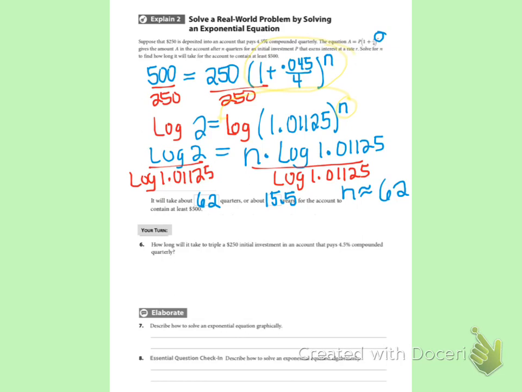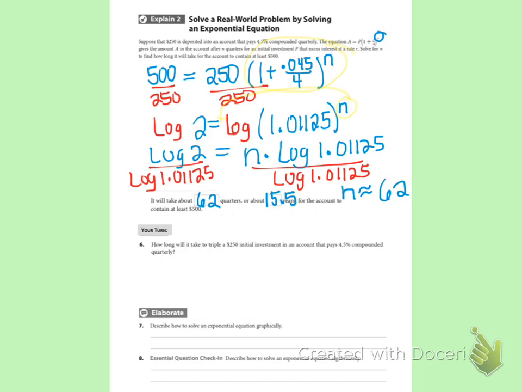So 250 times 1 plus 0.045 divided by 4, and then raised to the 62 power, or the 15.5 times 4. So raised to the 62 power, and we get 500.229. So $500 and an extra 23 cents for your extra little bonus there. So about 62 quarters, or about 15.5 years.